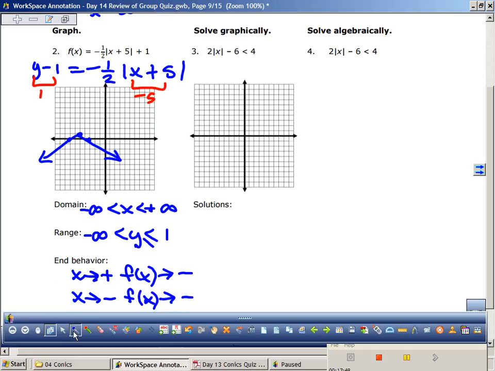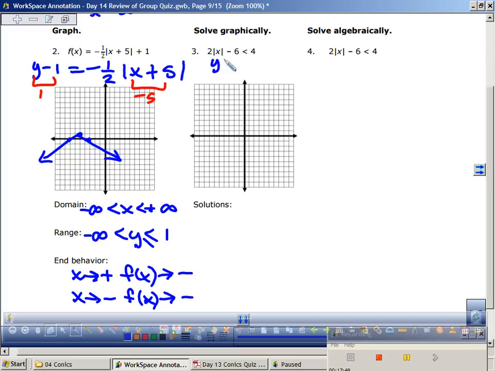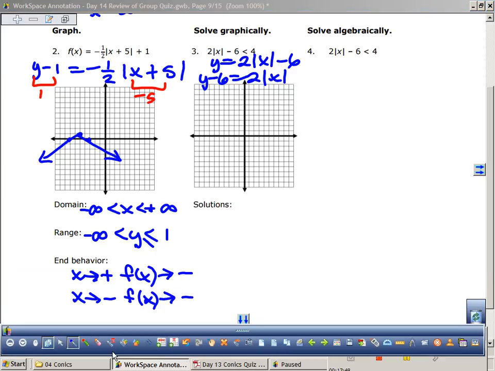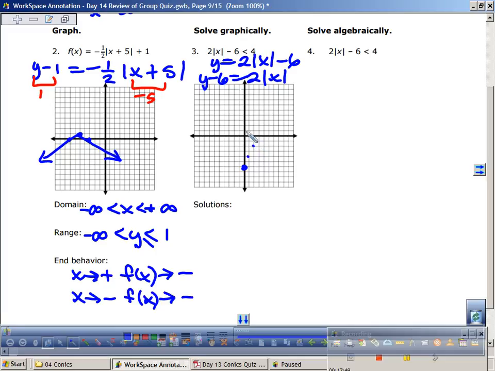This one, solve it graphically. So I can say y equals 2 times absolute value of x minus 6, or y minus 6 equals 2 times absolute value of x. There's one of them. I'll go ahead and graph that. So that's over 0 and down 6. 1, 2, 3, 4, 5, 6. And up 2 over 1, up 2 over 1 ends up like this.